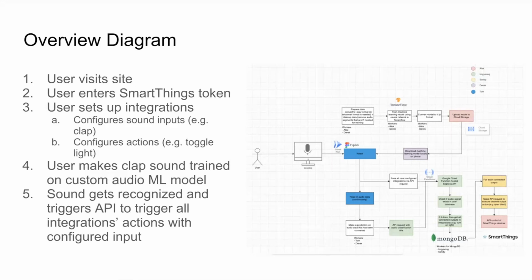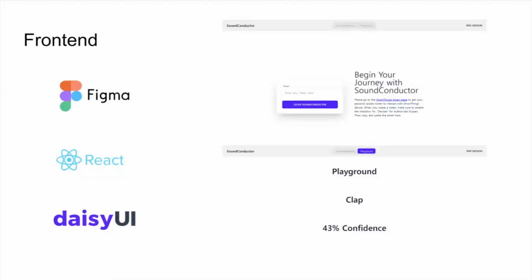And then we have a custom trained TensorFlow model that'll listen for the audio and make predictions whether a sound was identified, such as a clap sound, using our custom model. And then if it is, it will trigger our Google Cloud Function API backend to check against the MongoDB database for which devices the user set up and automatically control their SmartThings devices and toggle any lights or blinds that they set up. So the front end was built and designed using Figma and then built with React and DaisyUI to create a clean and usable user interface.